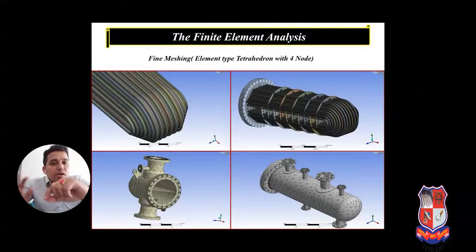Let's look at the objects. Here are the tubes, here are the baffle plates as well as the rings. This is another part, and here is the main shell.